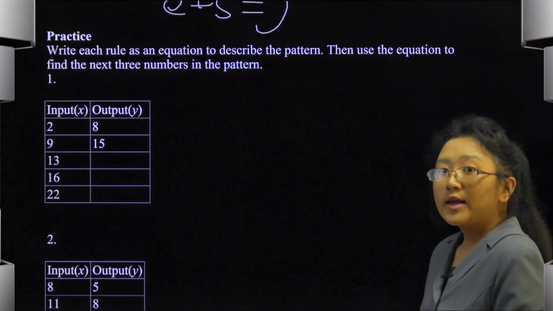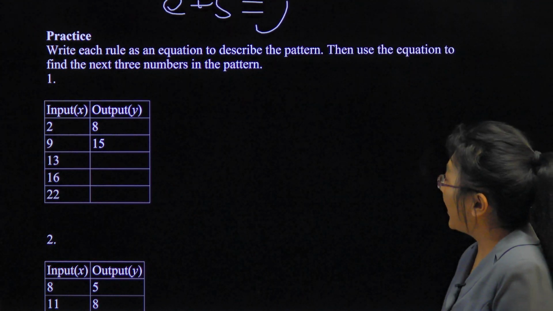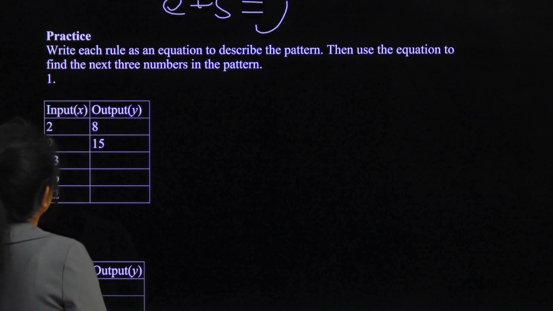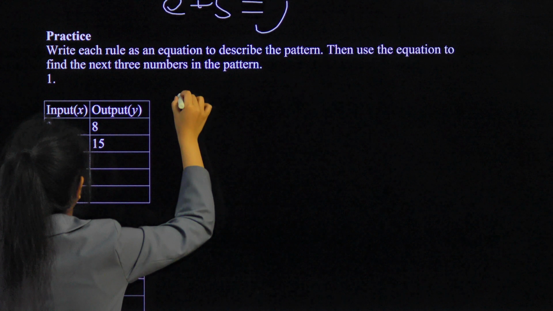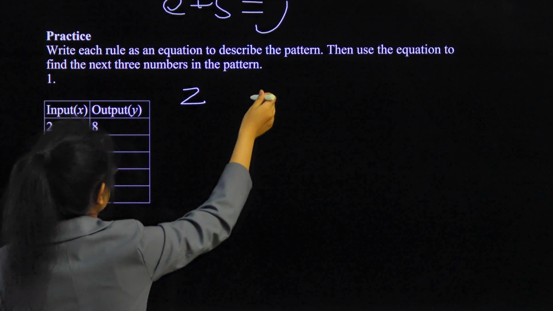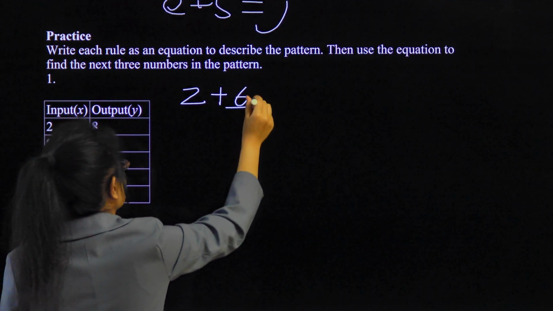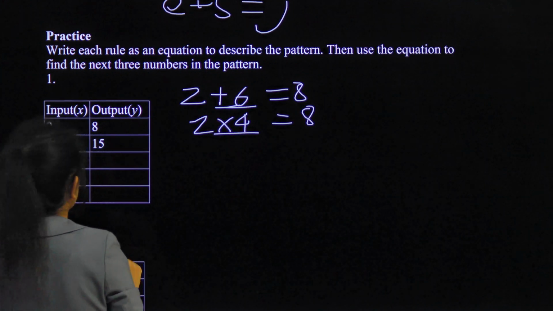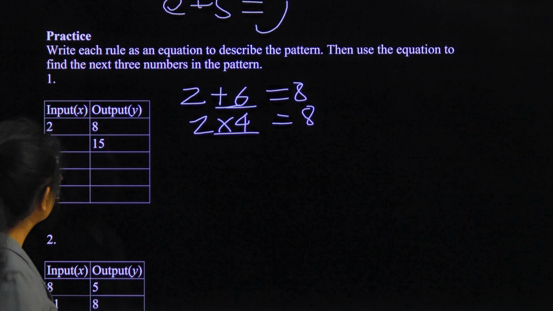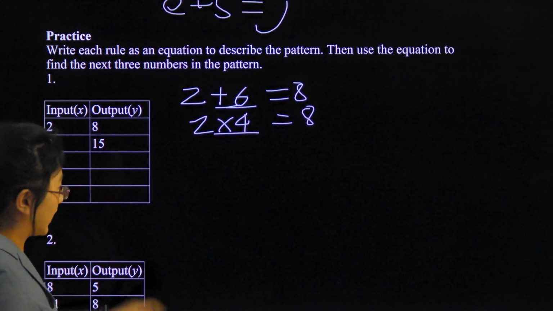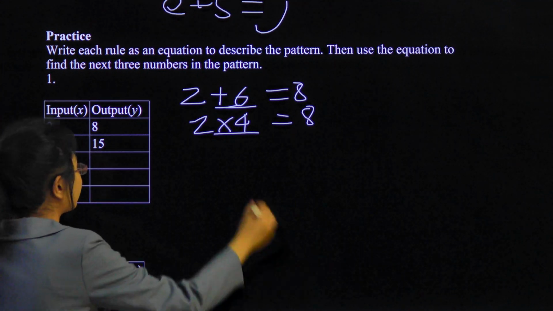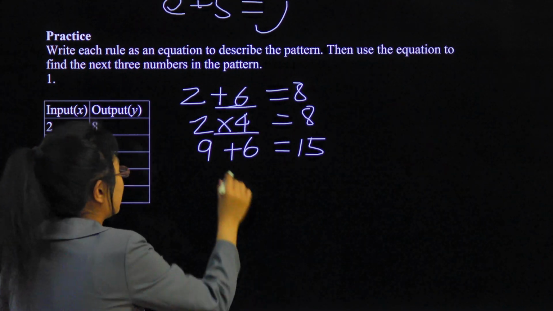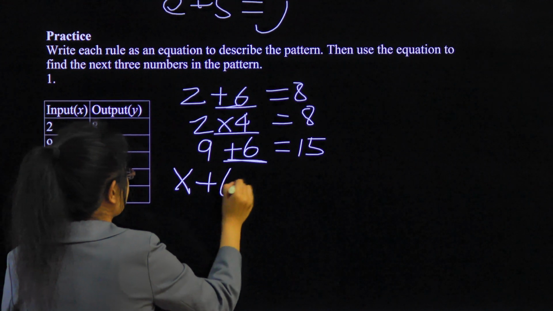Now for some more practice problems. Write each rule as an equation to describe the pattern. Then use the equation to find the next 3 numbers in the pattern. Okay. Input x, output y. Now we have 2 something equals 8. So 2 plus 6 equals 8, or 2 times 4 equals 8. So since we're not sure, we look at the second input-output that they gave us. You call this something different in higher grades. Now 9 something equals 15. 9 plus 6 equals 15. So the rule would be x plus 6 equals y.